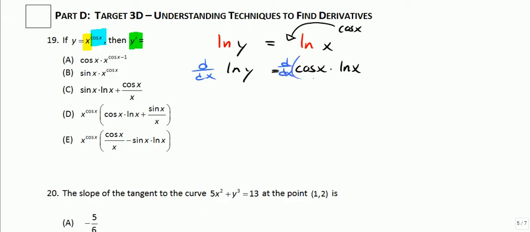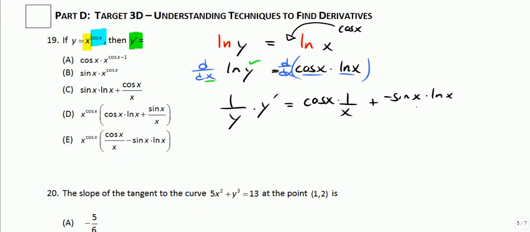The right side requires the product rule, and the left side requires that you realize I have two functions. I have an outer of natural log and an inner of y. Right? Y is a function because we're taking the derivative with respect to x. So 1 over y times y prime. Then that right side, product rule, I'm going to leave the cosine alone, do the derivative of natural log, do the derivative of cosine, and leave natural log the same. If I clean that up, this is cosine x over x plus negative sine x ln x.